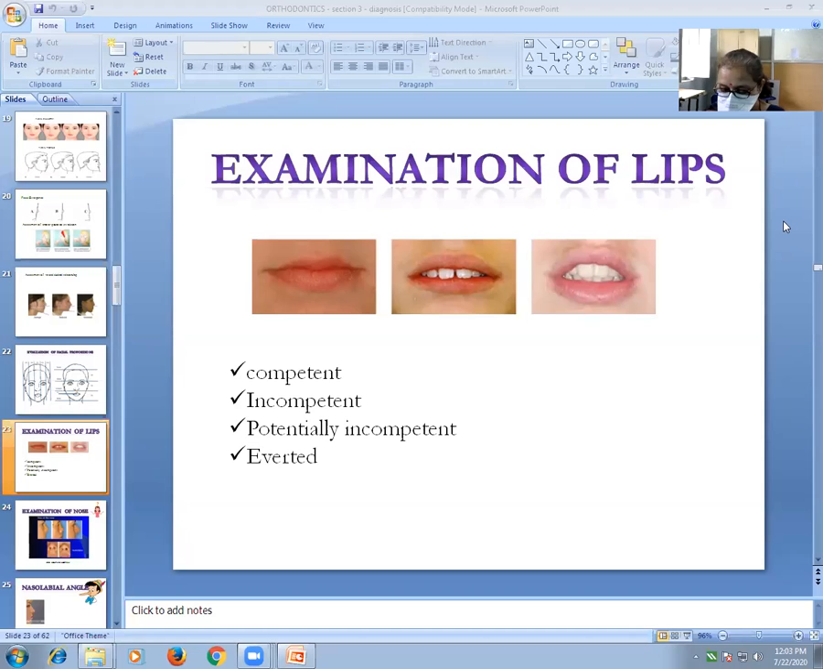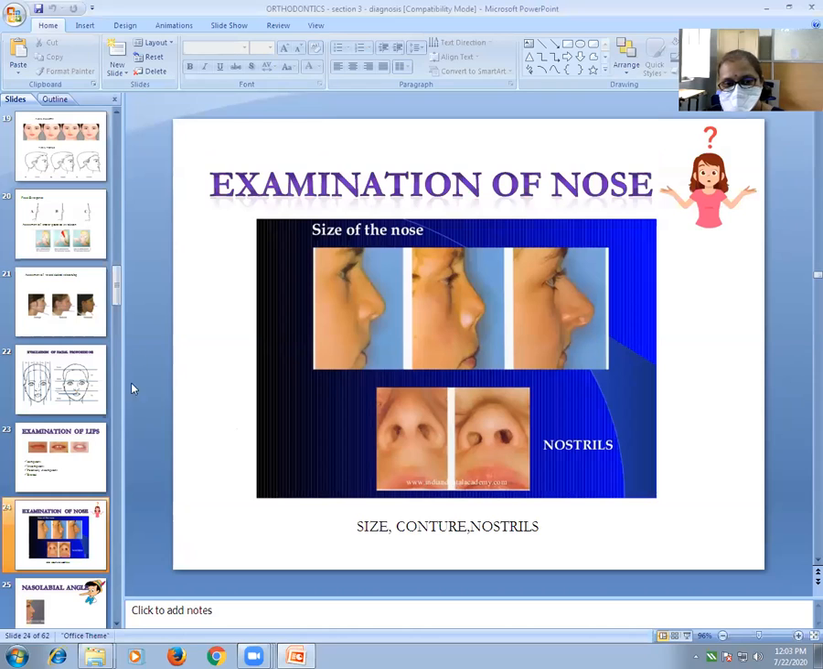So, till now we have seen extraoral examinations. We have seen examination of the lip. Now coming to the nose. Why is it necessary to check the size and shape of the nose, to analyze the nose, and what things will we see according to our orthodontic case history? The most concerned parts are the size of the nose, the contour of the nose, and the nostrils.